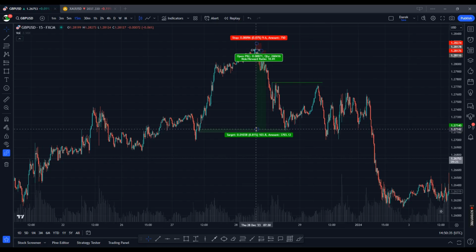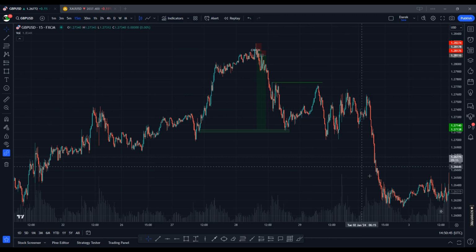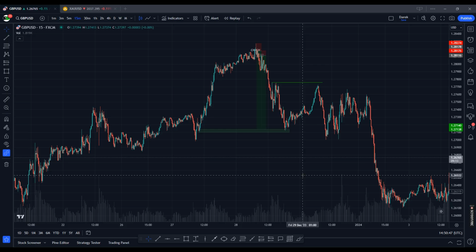Let's say you closed 50% of your position here at this demand. Unless this high is broken, there is no reason for you to close the rest of your orders. You could even place your stop loss just above this structure and let the price do what it wants to do without even having to watch the chart.